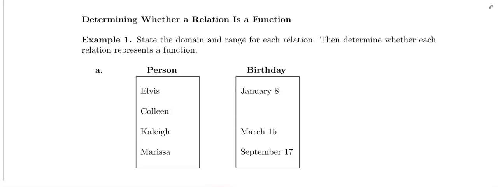In example 1, we are going to examine different relationships and determine whether each relationship represents a function. So let's go ahead and read the directions here. It says, example 1, state the domain and range for each relation, then determine whether each relation represents a function. All right, so let's quickly glance at the relationships that we see in examples 1A and 1B.